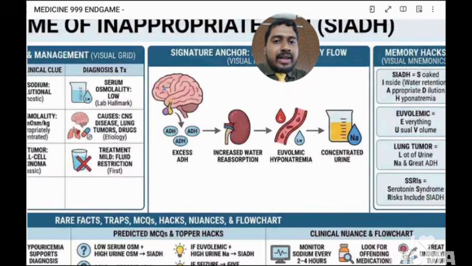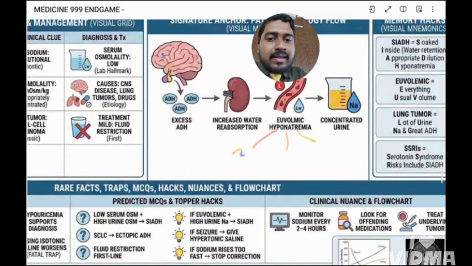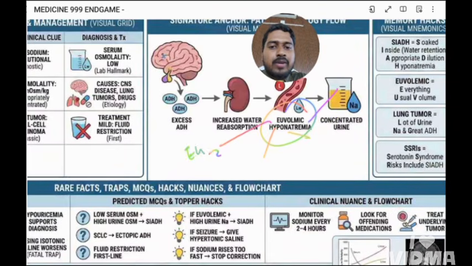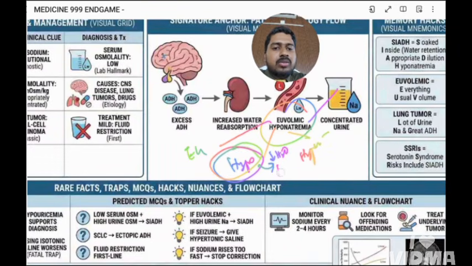And remember, there are three types of hyponatremia: euvolemic, hypovolemic, and hypervolemic. As a result of increased water reabsorption, there is decreased apparent sodium concentration, because sodium is not reabsorbed, and we get euvolemic hyponatremia. In hypovolemic, there is decreased water and decreased sodium. In hypervolemic, there is increased water retention along with increased sodium retention.